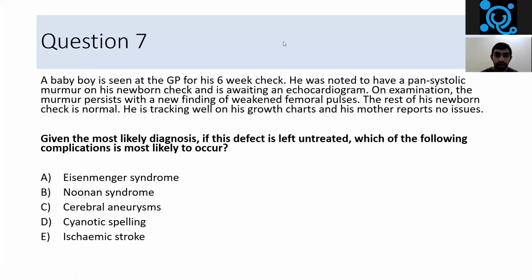Okay. So going on to question 7. A baby boy is seen at the GP for a 6-week check. He's noted to have a pansystolic murmur on his newborn check and is awaiting an echocardiogram. On examination, the murmur persists and a new finding of weakened femoral pulses is found as well. The rest of his newborn check is normal. He's tracking well on his growth charts and his mother reports no issues. Given the most likely diagnosis, this defect is left untreated. Which of the following complications are most likely to occur?